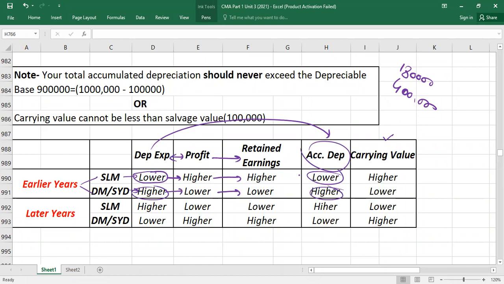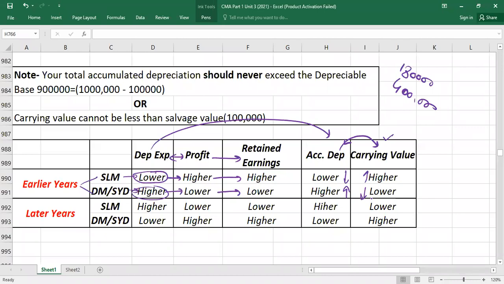Right? Now you can relate depreciation with the carrying value, accumulated. Whenever accumulated depreciation is lower, carrying value will be higher. Whenever accumulated depreciation is higher, carrying value will be lower, right? In the exam, how we will ask you, you have to memorize the table now.